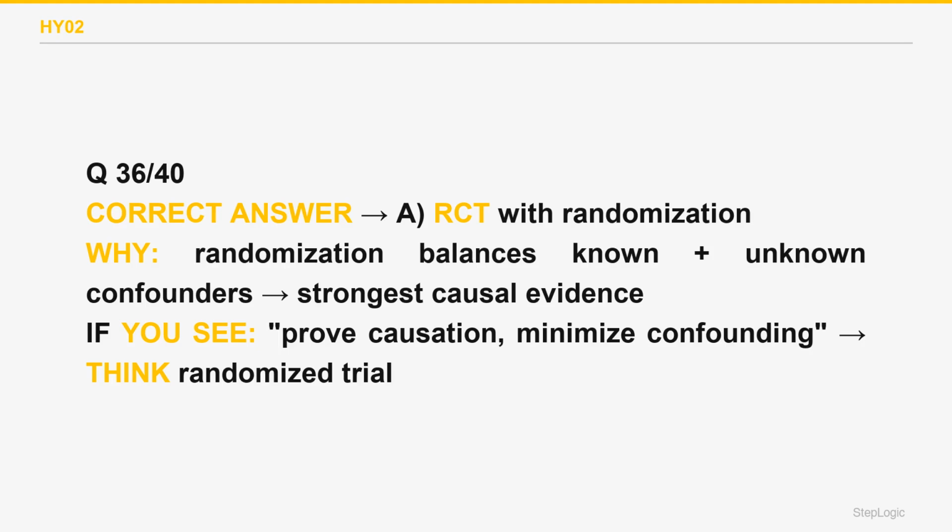The correct answer is A. Matching in the case control study controls only for the confounders you measure and match on, leaving unknown confounders uncontrolled, and it remains observational. Choice B wrong. An ecological study uses group-level data and is among the weakest designs for causation, vulnerable to the ecological fallacy. Choice E wrong. A randomized controlled trial best establishes causation.